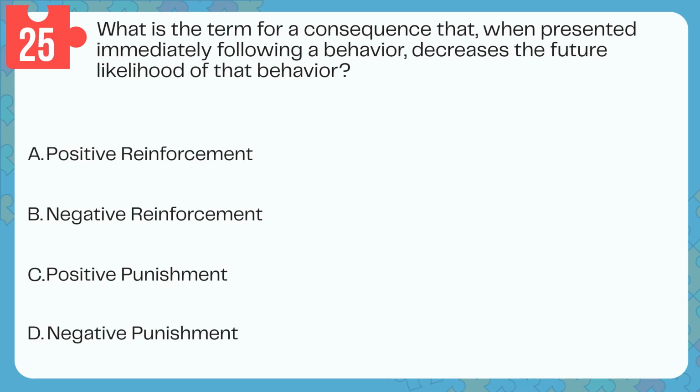Question 25. What is the term for a consequence that, when presented immediately following a behavior, decreases the future likelihood of that behavior? A. Positive reinforcement. B. Negative reinforcement. C. Positive punishment. D. Negative punishment.